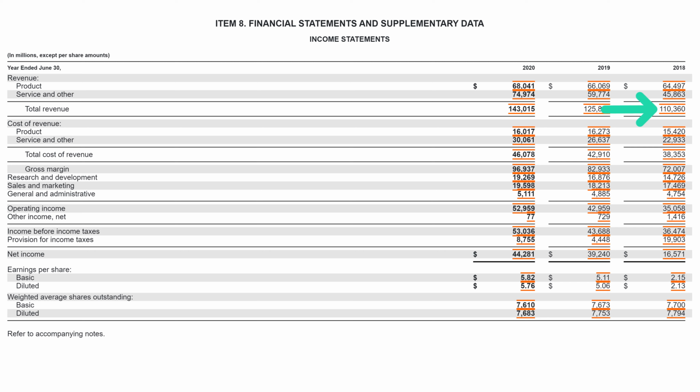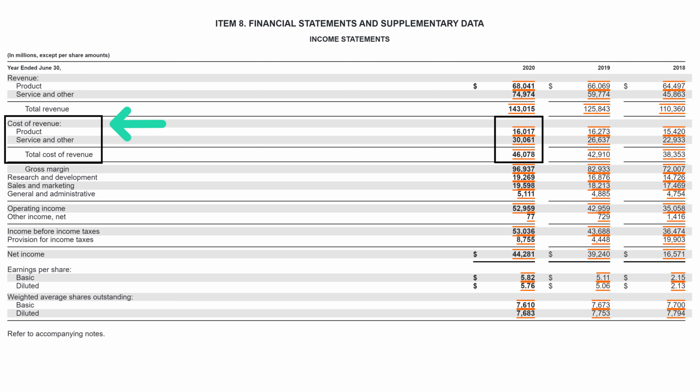So if we take a look at 2018, Microsoft brought in a revenue of $110 billion. Then in 2019, $125 billion. Then in 2020, we get $143 billion, which is a pretty significant amount from previous years.